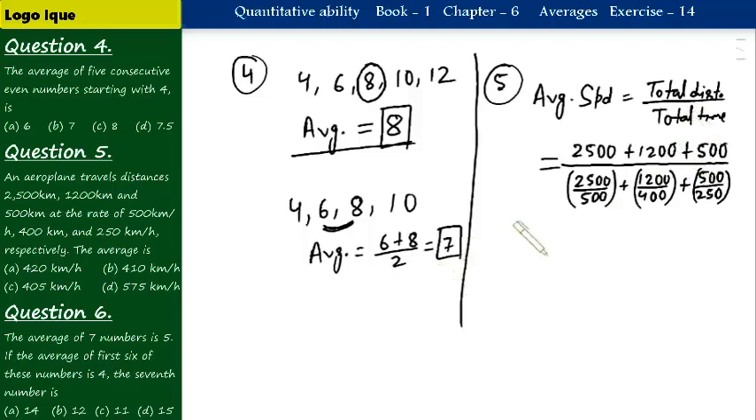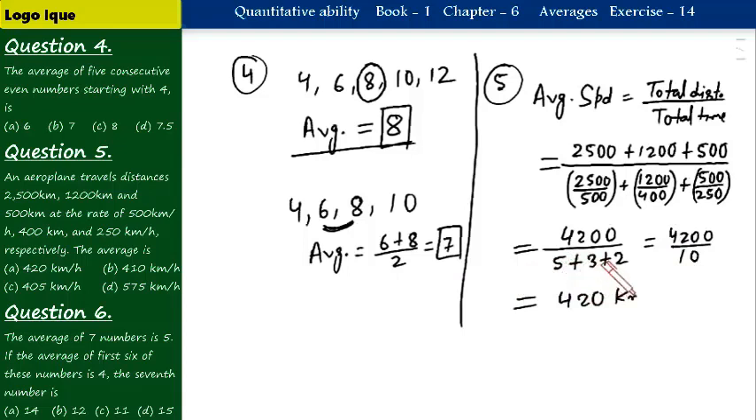Okay. Now simplify this. So 2500 plus 1200, 3700 plus 500, that is 4200. Divide by 2500 by 500 is 5, 1200 by 400 is 3, 500 by 250 is 2. So it is 4200 divided by 10. So the average speed will be 420 kilometers per hour. So this is one specific question and this is how you have to solve it.